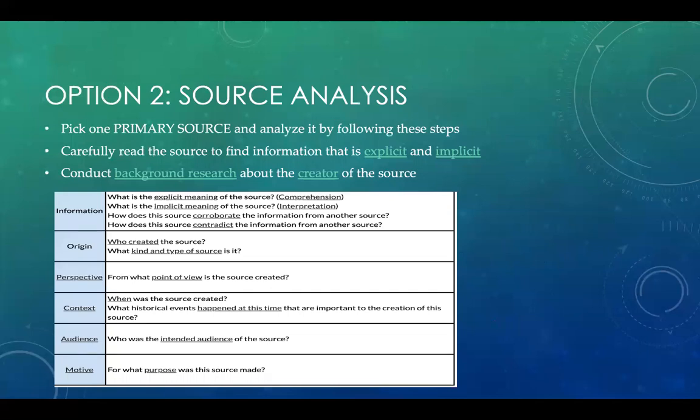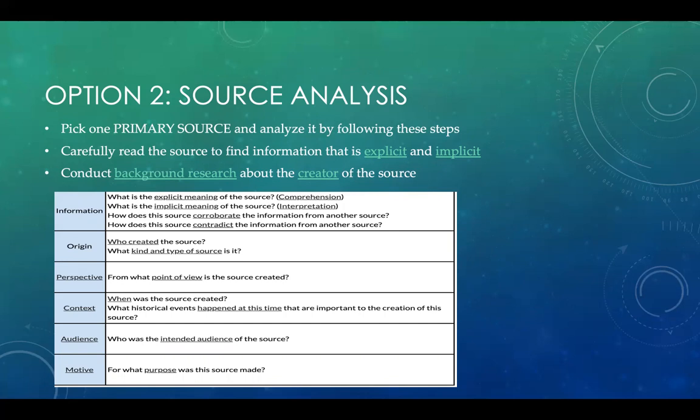Our second option is a source analysis. So, madali din to in a sense na you will only have to pick one primary source. Ayan. So, hahanap ka po ng historical document. I-analyze mo lang siya using the following steps. So, you carefully read it, find information na explicit and implicit. Tapos conduct a background research about the source. So, bago ka tumalon sa content, alamin mo muna saan nanggaling yung source.